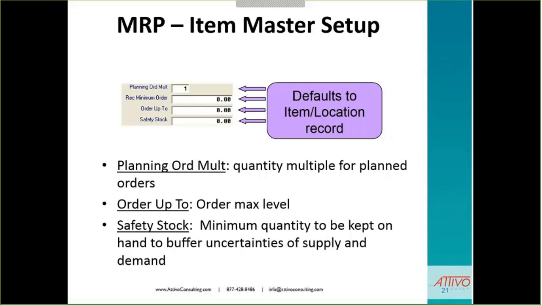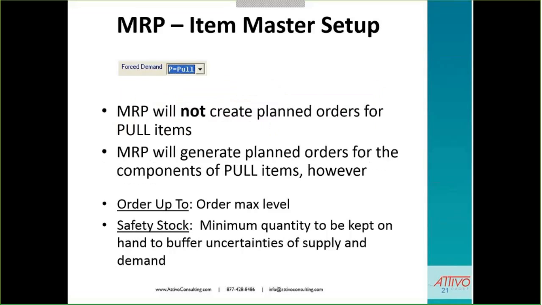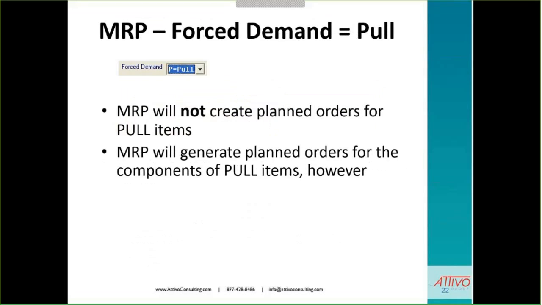So all of that stuff that gets entered on the item master defaults over to the item location record, and that's where it actually gets picked up in terms of MRP regeneration information.